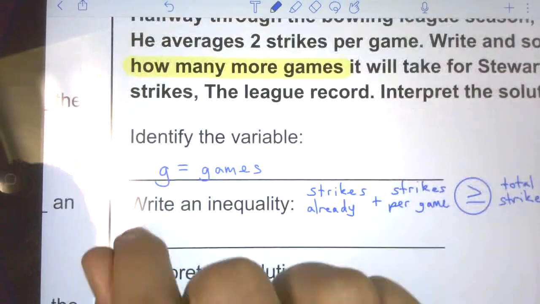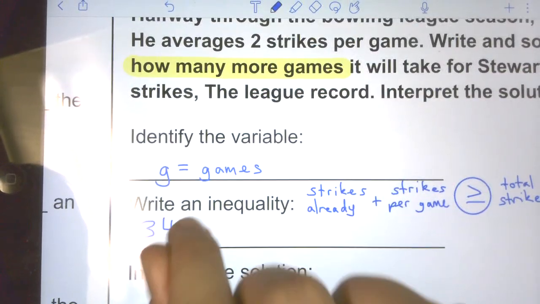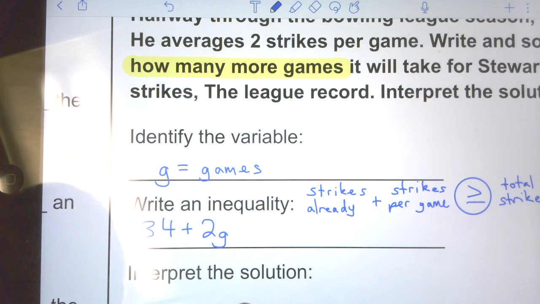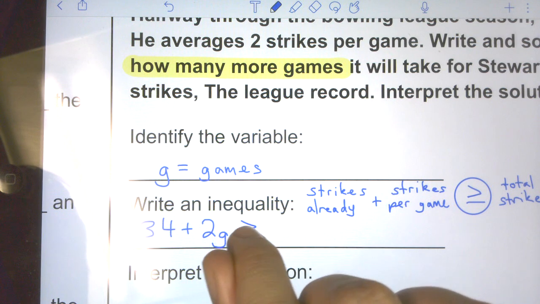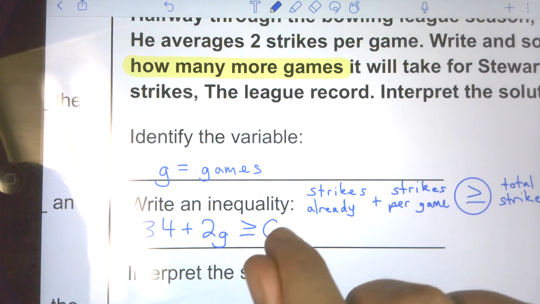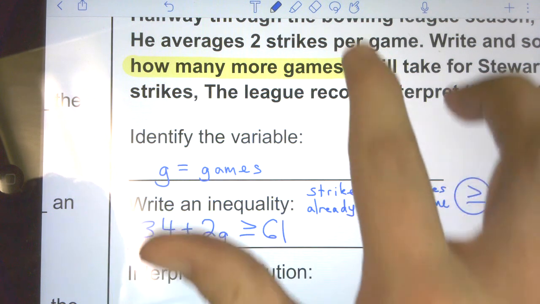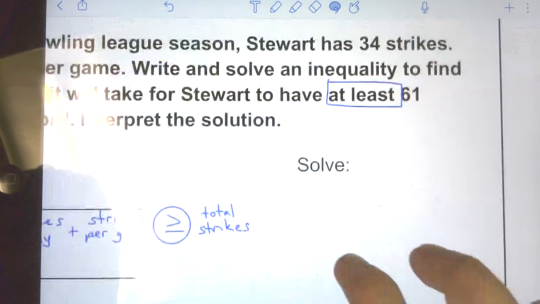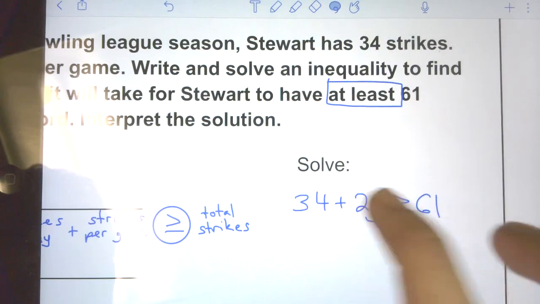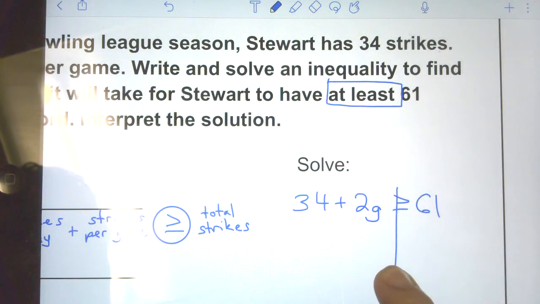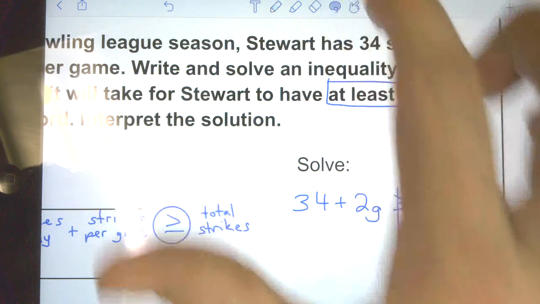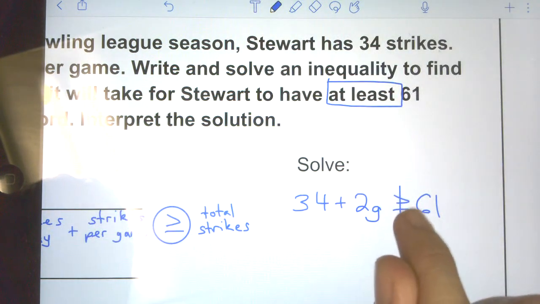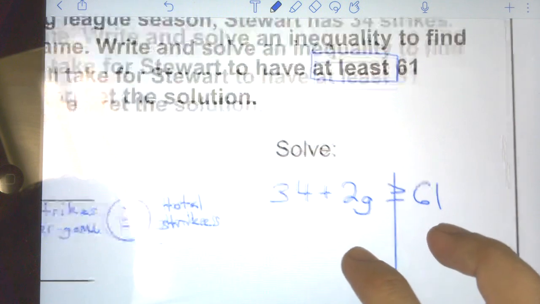He's got 34 strikes. He is adding his strikes per game, which is 2 strikes averaged per game. Throw in the inequality sign, and he's looking for 61. That is going to be our inequality that we are solving. So I'm going to set it up and solve it similarly to an equation, as long as there isn't anything we need to do with this inequality sign.